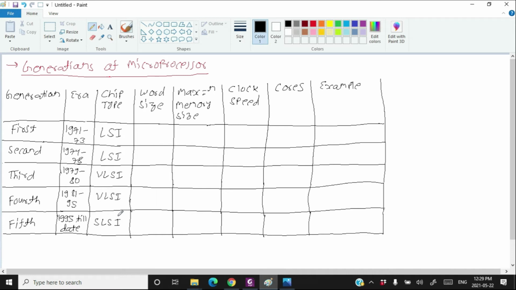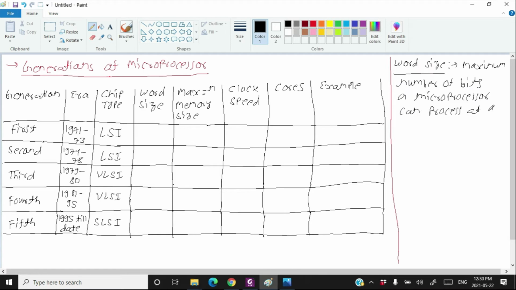Okay, now coming to what the word size is. What is word size in a microprocessor? I am writing it here. Word size is the maximum number of bits a microprocessor can process at a time. The word size depends on the size of CPU registers.